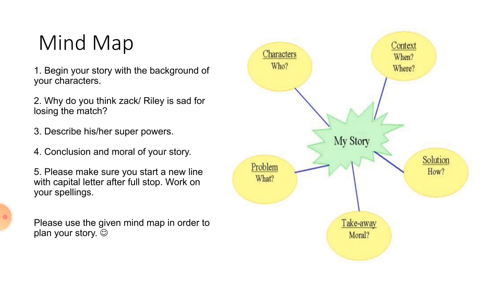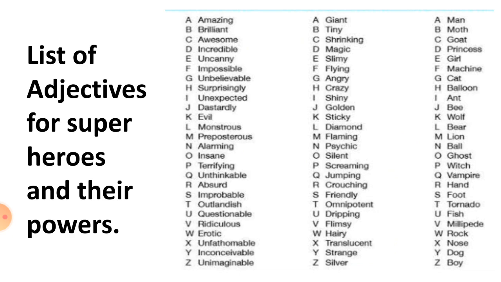If you make any mistake, don't worry about it. We're going to fix it, and we're going to make sure that we're not going to repeat our mistake. I'm here to check that for you. You send me your assignments and I'll check them for you. Right? So please use the given map in order to plan your story. You're going to make this planner in your notebook, and that is how it works.